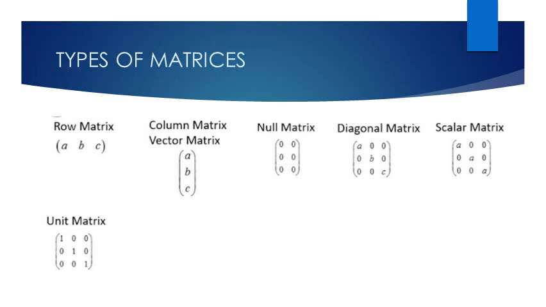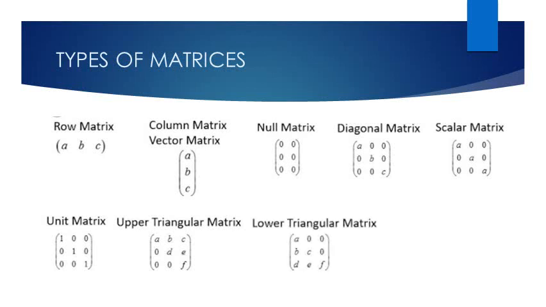If the diagonal of a square matrix is 1, then it is a unit matrix and all other elements are 0. Next, upper triangular matrix. What is an upper triangular matrix? A square matrix in which all the elements below the diagonal are 0 is an upper triangular matrix. Okay, understood?